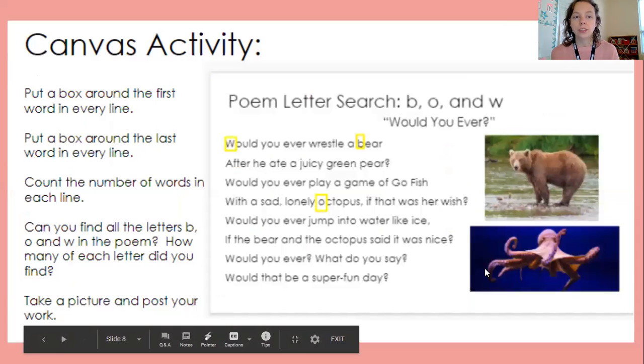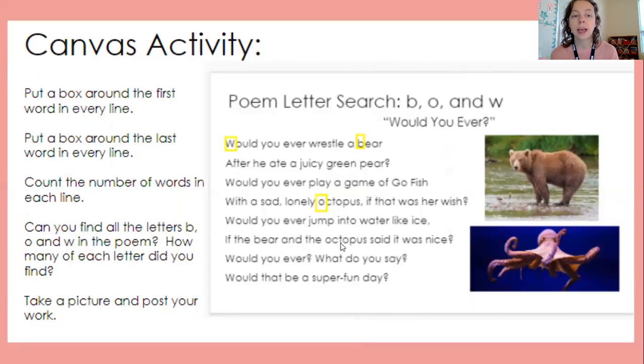So on Canvas, friends, you're going to do some work with your poem. You're going to put a box around the first word in every line and a box around the last word in every line. Then you'll count the number of words in the line. And then you're going to do a letter search in your poem. And then you will also be practicing your handwriting as well.